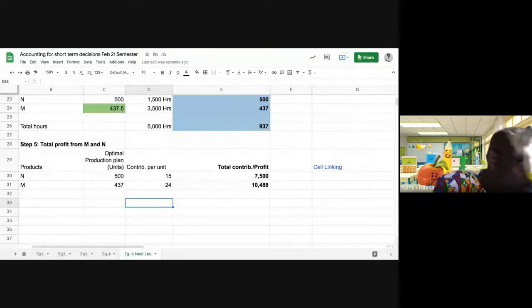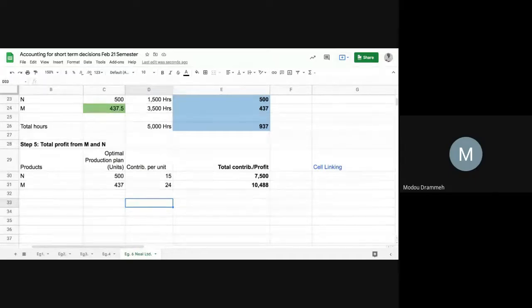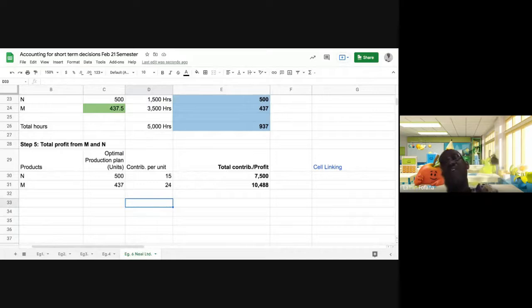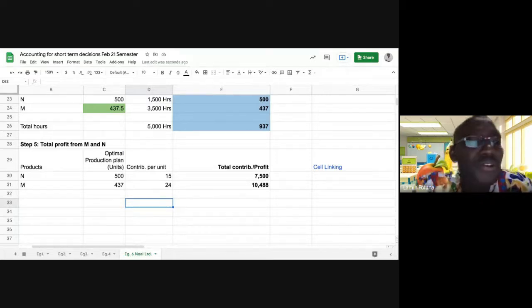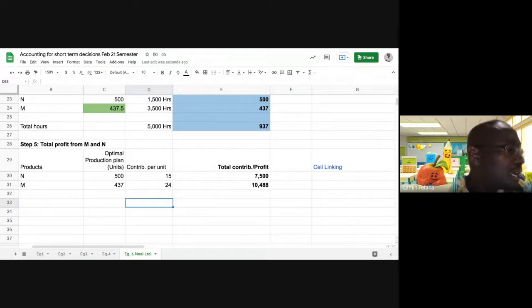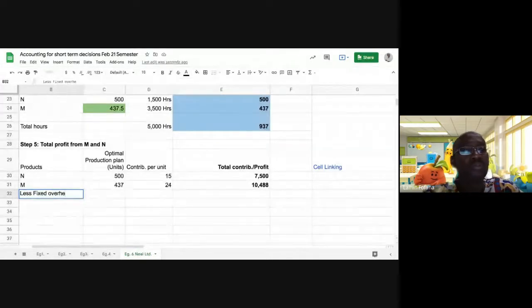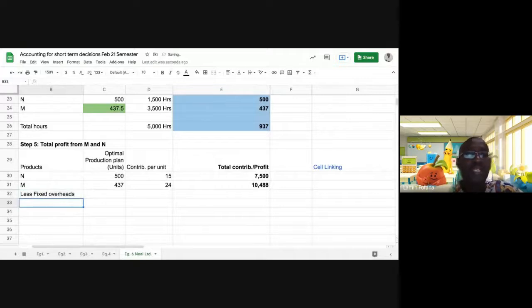So our fixed cost per unit is 10 for M and 8 for N, isn't it? So in order to calculate our profit, we always have to consider our overheads, our fixed overheads. Is that clear, everybody? So now we have to calculate our overhead. So I'll just say less fixed overheads. So it's going to come here.